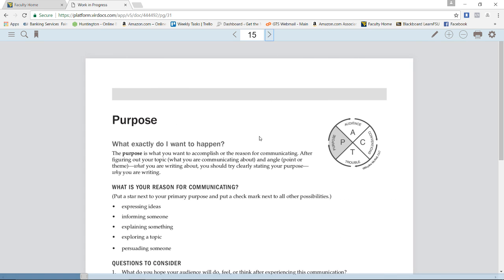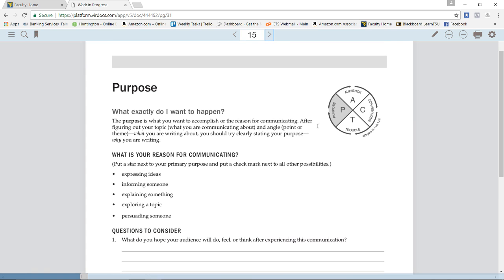All right, this part here is called the PACT pages. As you can see, it stands for Purpose, Audience, Conventions, and Troubleshooting. These pages are not required. This goes from, I forget how many pages it is, but it's from 15 to like 30 or 40 something, I think. Anyway, there's several pages. There's 4 pages of each. So there's going to be 4 P pages, 4 A pages, 4 C pages, and 4 T pages.